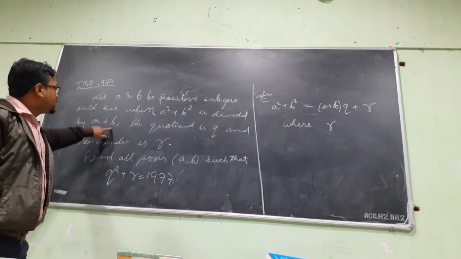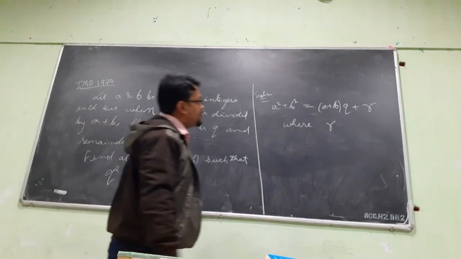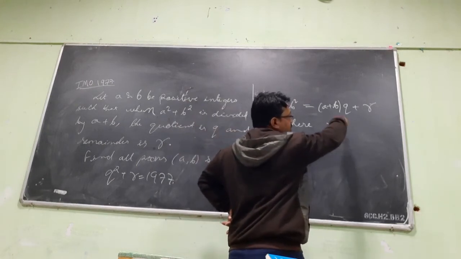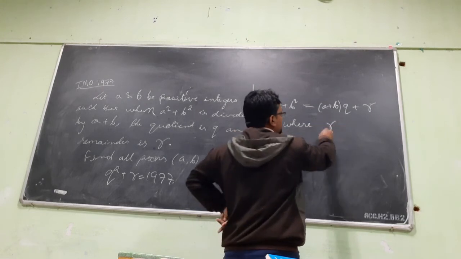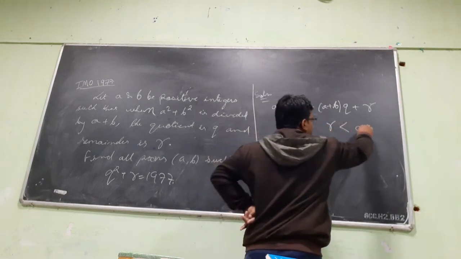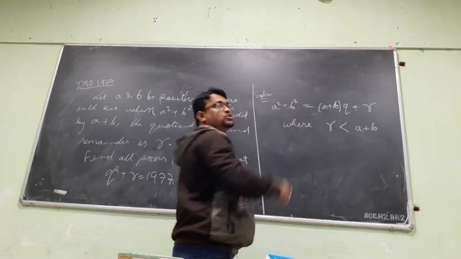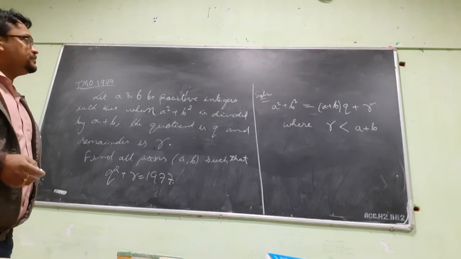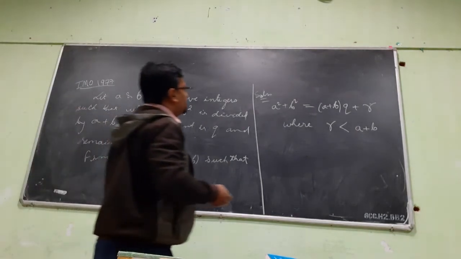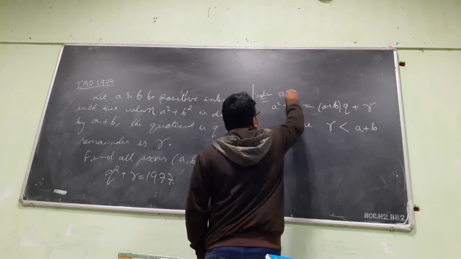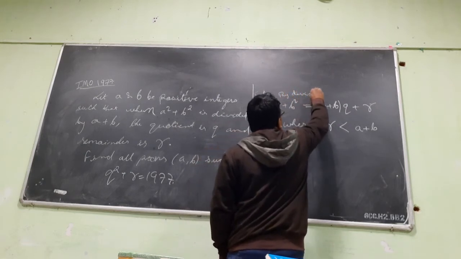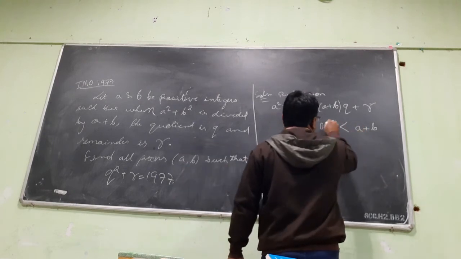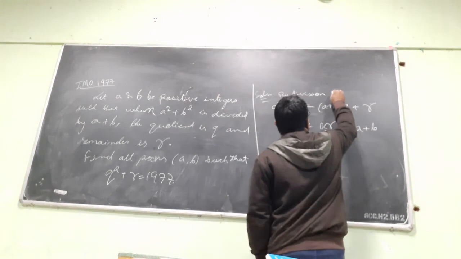So R should be what? The remainder is always strictly less than the modulus of the divisor. So this relation should be satisfied: R should be strictly less than A plus B. Because it is already mentioned that R is the remainder, it lies between these two values. This is the division algorithm.